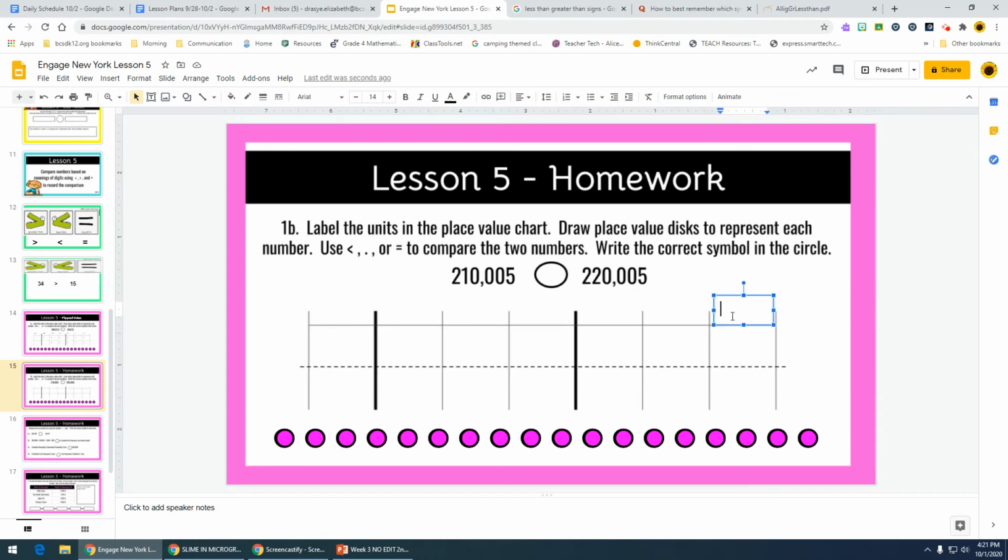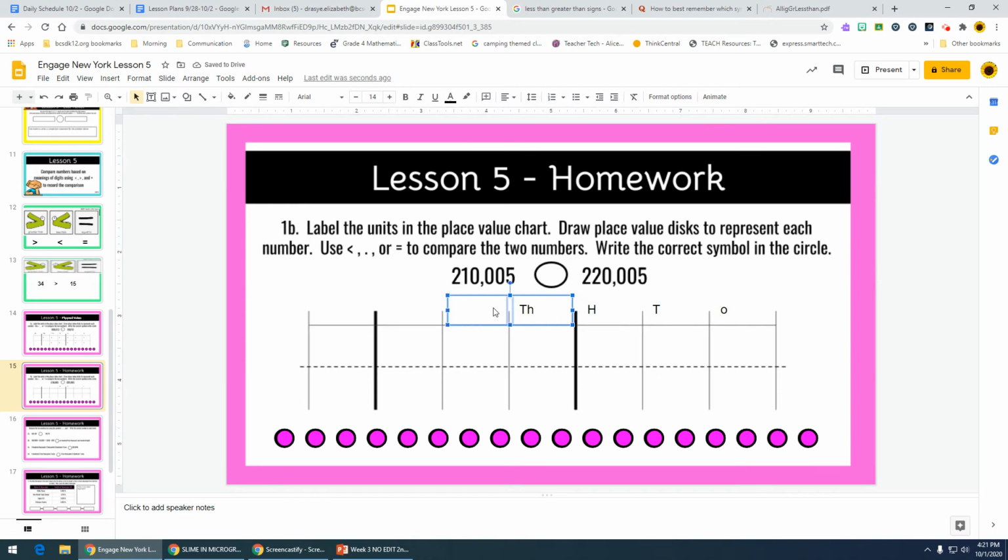I have my ones, my tens, hundreds, thousands, 10,000s, my 100,000s, and my millions. Let's see if we can get our 10,000s to work. There it goes. And we have these two numbers. Notice they're both 6-digit numbers, so we're not going to be able to automatically figure out which number is larger. So let's input our numbers in our place value chart.